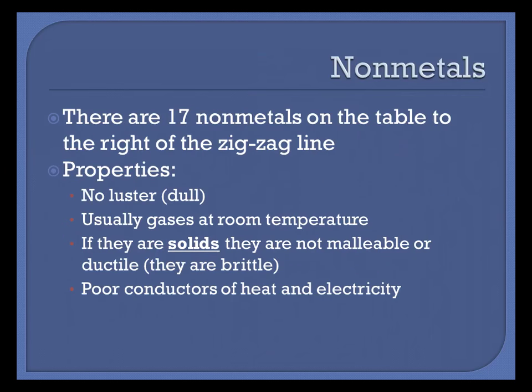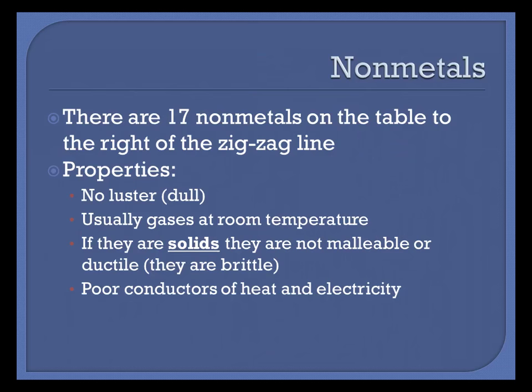Okay, as we go from left to right, the transition metals bring us over to the nonmetals. And there are actually only 17 nonmetals on the whole table, and they're located to the right of the zigzag line. So properties that they all share are that they don't have luster, which means that they are dull, they're not shiny. They're also usually gases at room temperature. Some of them are liquid, a few are solid. And if they are considered solids, they are not malleable and they are not ductile.